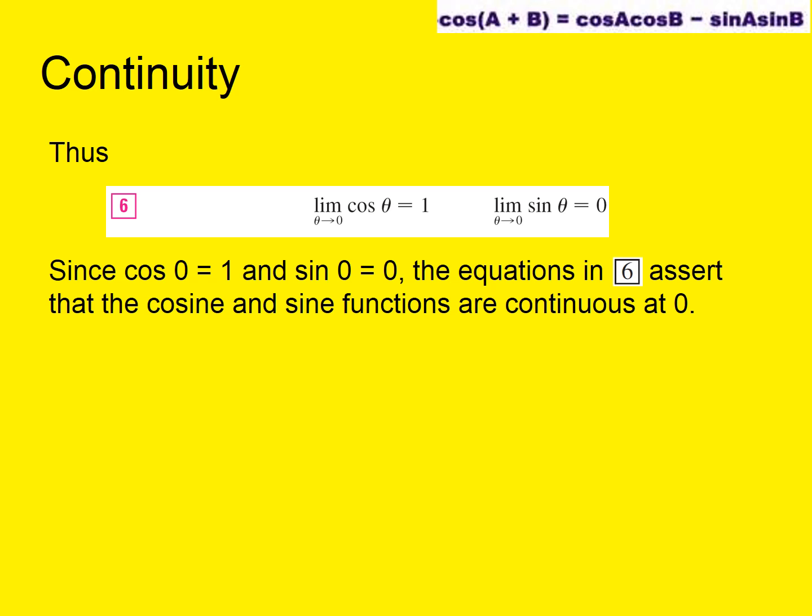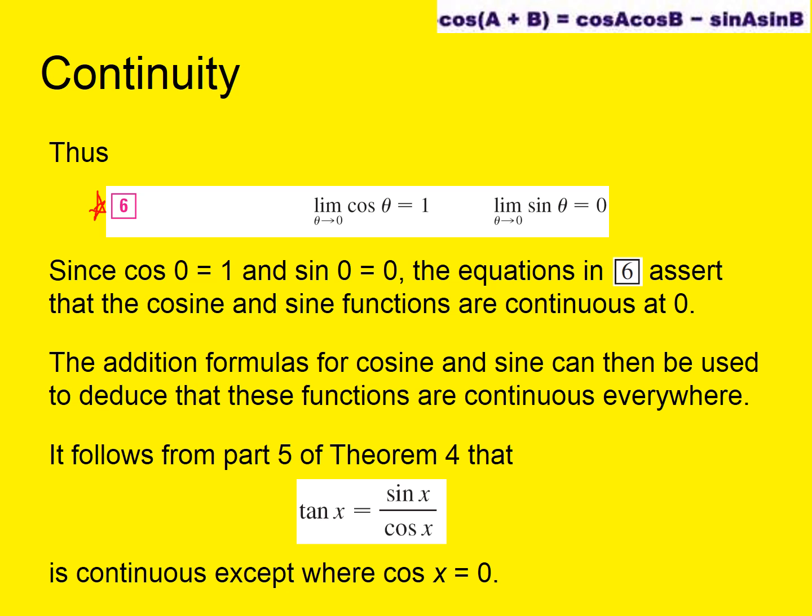Since cos 0 equals 1, okay, we're talking about continuity at a point, right? Since cos 0 equals 1 and sine 0 equals 0, the equations in 6 assert that the cosine and sine functions are continuous at 0. The addition formulas for cosine and sine, for example, here's the addition formula for cosine, can then be used to deduce that these functions are continuous everywhere.